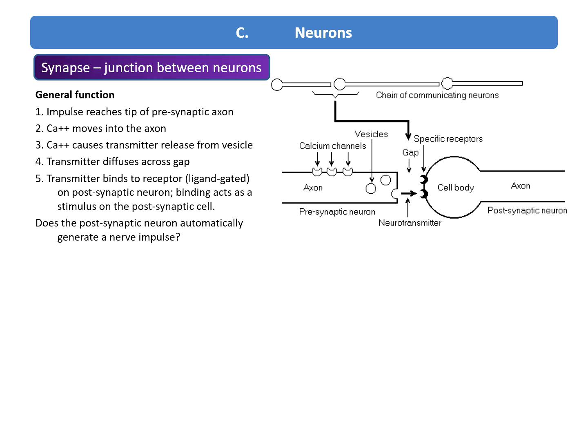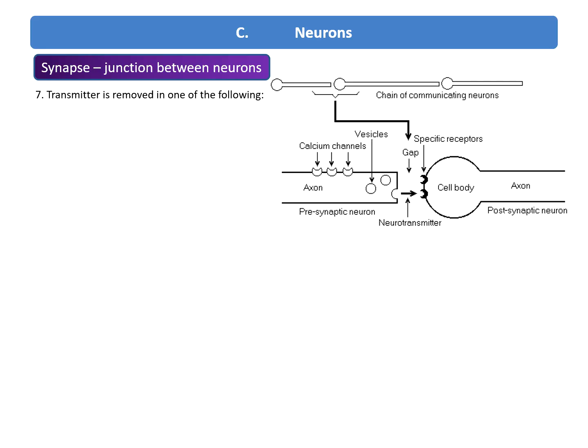Does the postsynaptic neuron automatically generate a nerve impulse? No. The graded potential results. It's called a postsynaptic potential, PSP. The transmitter must be removed. After all, the synapse has to be turned off as well as turned on. It's removed in various ways.